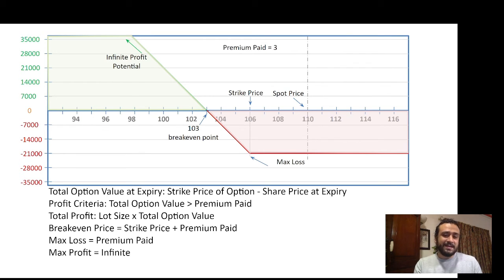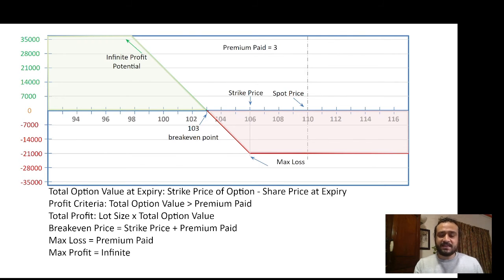Let us look at some of the simple formulae to remember. You don't have to remember them, understand the concept. These formulae don't need to be remembered. I'm sure you guys have understood it, but still let's take a look. Total option value at expiry is the strike price of the option minus the share price at expiry, or spot price at expiry. Again, the profit criterion is that total option value should be greater than the premium paid, right? That is, the total intrinsic value of the option should be greater than the premium paid.